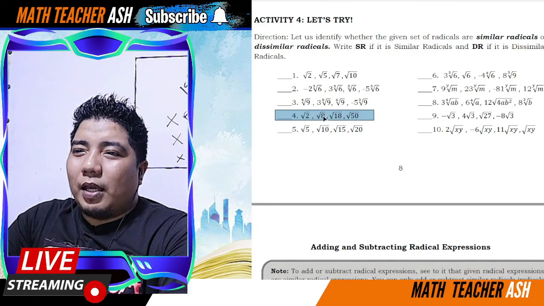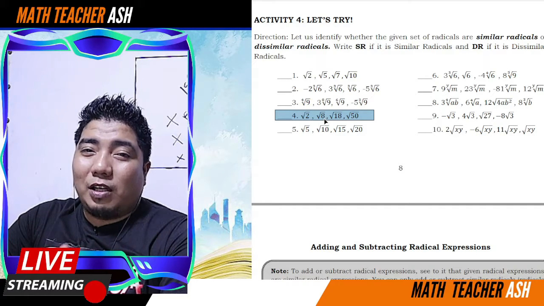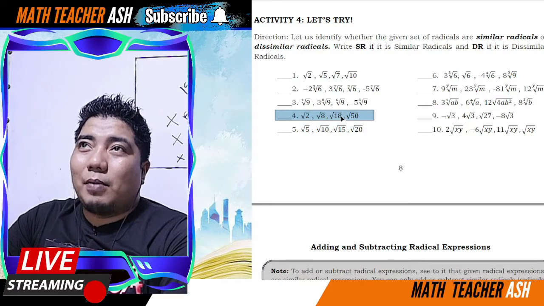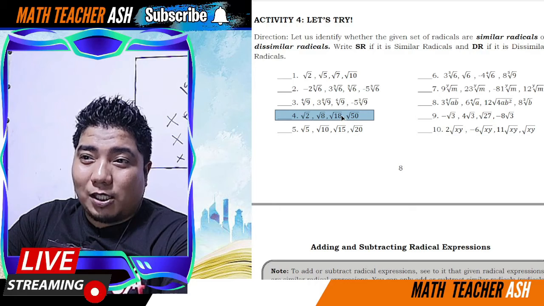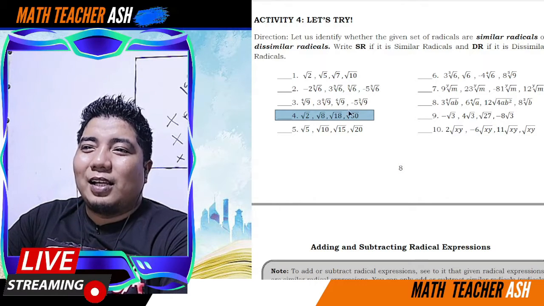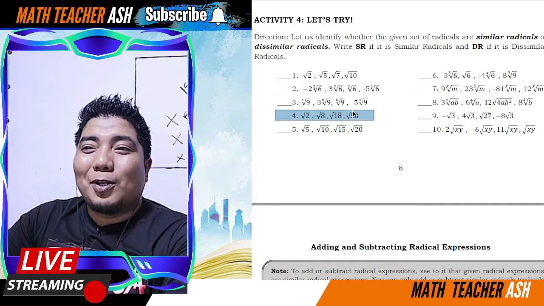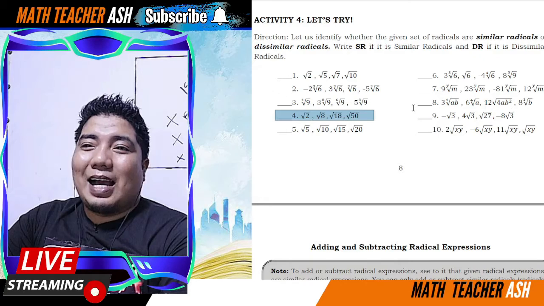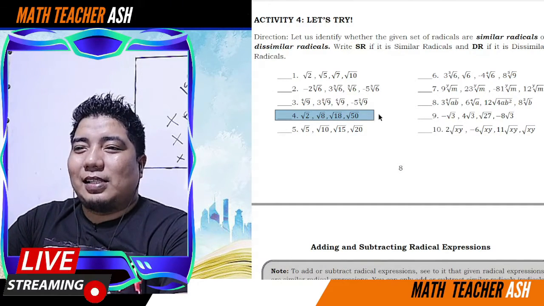Ito naman, okay, let's try this one. This one, pag bibiyakin, that is 4 and 2. Magpapaiwan si 2, si 4 may perfect square. Similar sila dito. Si 18 naman is 9 and 2. Si 9 may perfect square. Magpapaiwan si 2. So, magiging pareho na sila. Si 50 naman, 25 and 2. So, magpapaiwan si 2. Si 25 mayroong perfect square. Therefore, lahat sila ay may square root of 2 na magpapaiwan. Therefore, we can say that this is similar.